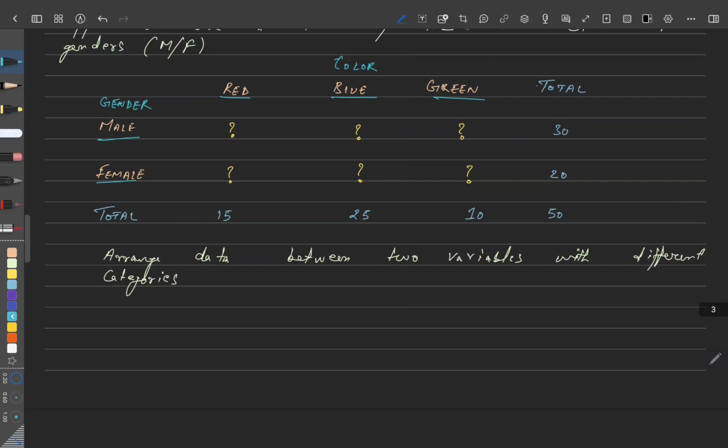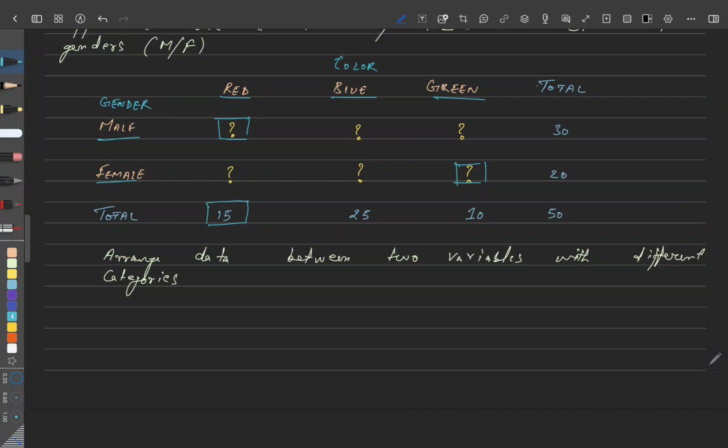So these are two-way tables, and they are very insightful and a very nice way to arrange such kind of variables which can have different categories, because if you see, it can give you a lot of information. For example, if you want to find out how many males like the color red, this would give you that number. For example, how many females like the color green, so that would be the value. How many people like the color red, so this would be the value. Okay, so it gives you a lot of information if you arrange that data in a tabular form like this.